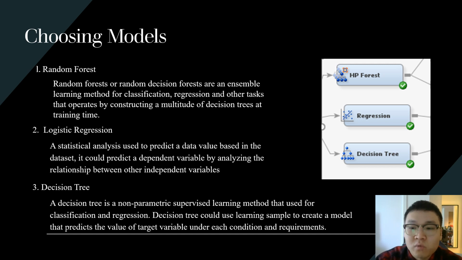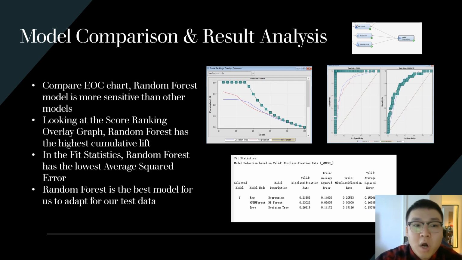Second, logistic regression. It is a statistical analysis used to predict a data value based on the dataset. It can predict the dependent variable by analyzing the relationship between other independent variables. Third, the decision tree. The decision tree is a non-parametric supervised learning method that is used for classification and regression. Decision trees use learning samples to create models that predict the value of the target variable under each condition and requirement.